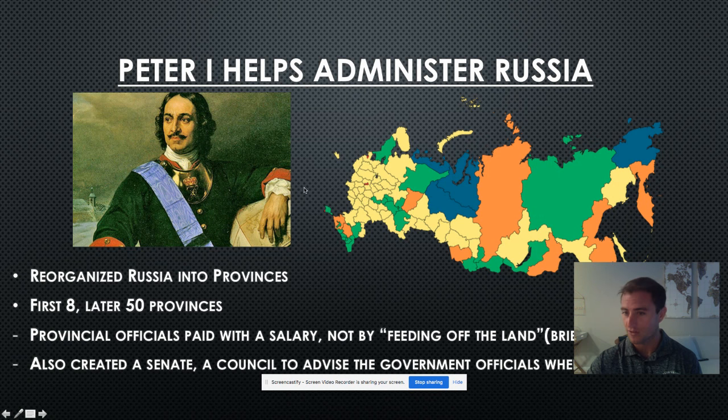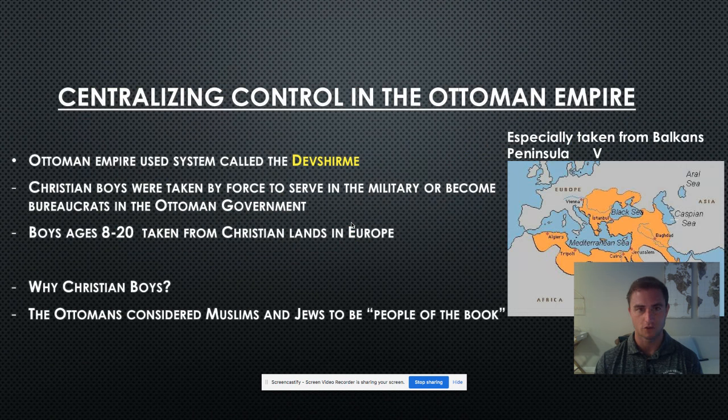And he left Russia often to go to Western Europe. And so who's going to rule in his stead? The Senate, these government officials that help rule Russia. So Peter, centralizing power, administering his empire, lots of contributions.